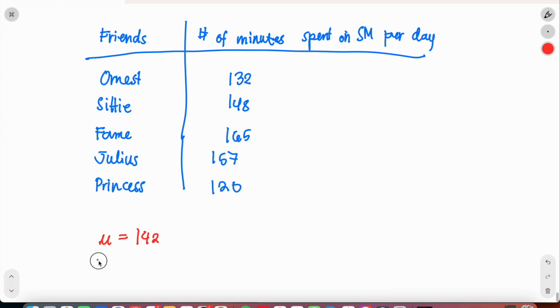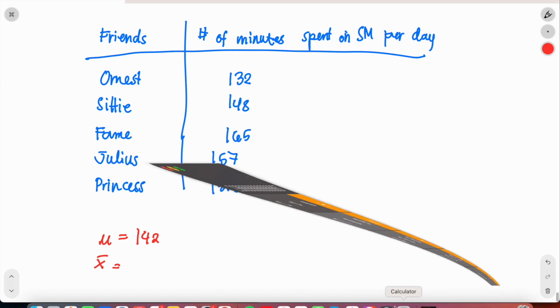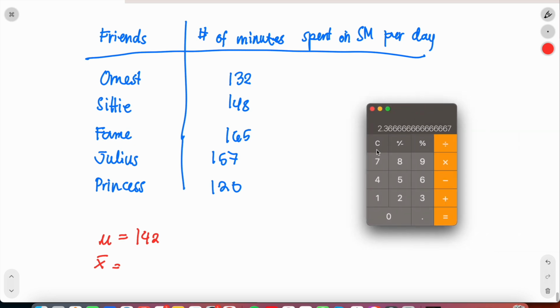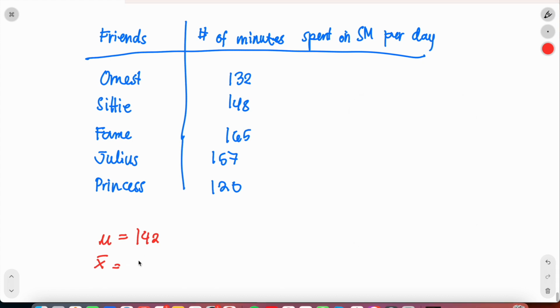Our x bar here is what? The sum of this divided by 5. 132 plus 148 plus 165 plus 157 plus 120, divided by 5. That's 144.